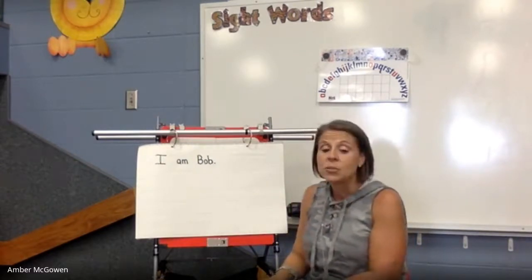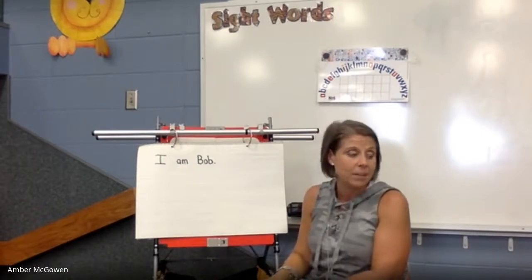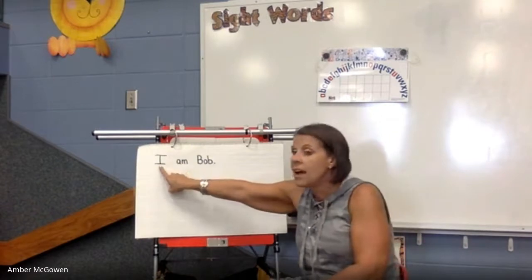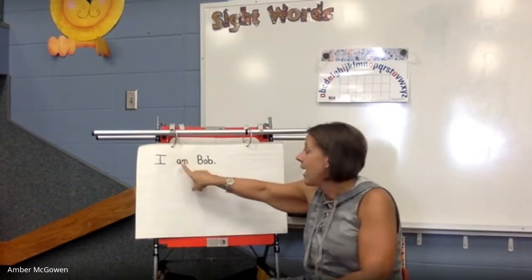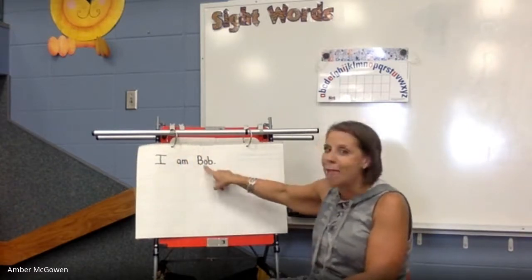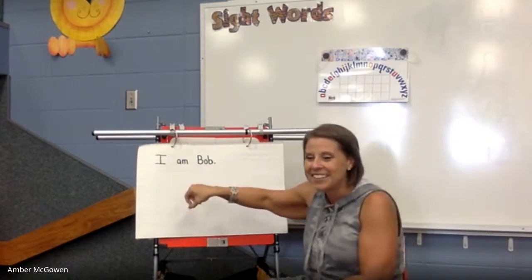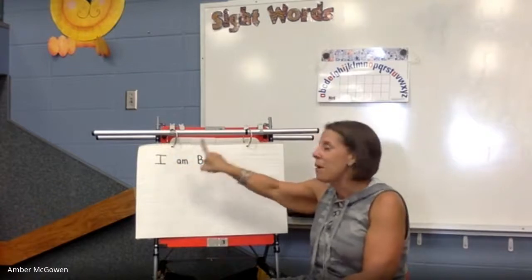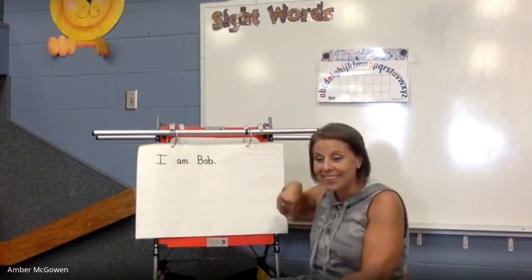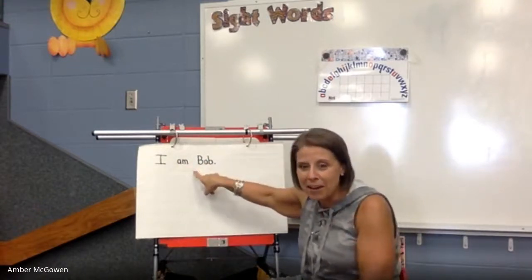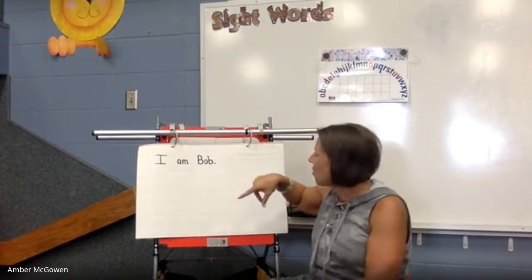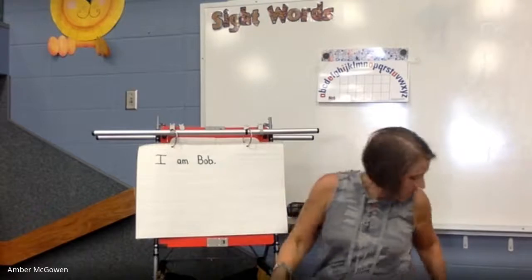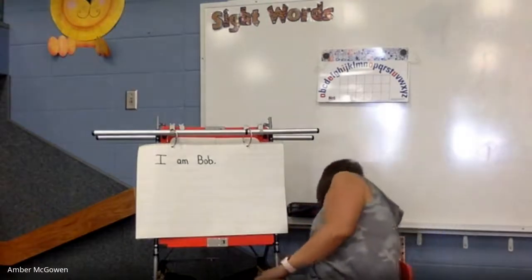All right, so let's read our sentence together. Eyes up here. What's this word? I am Bob. Let's read it again. I am Bob. But you're not going to write Bob, are you? You're going to write your name. Now, my name is Billy Bob.